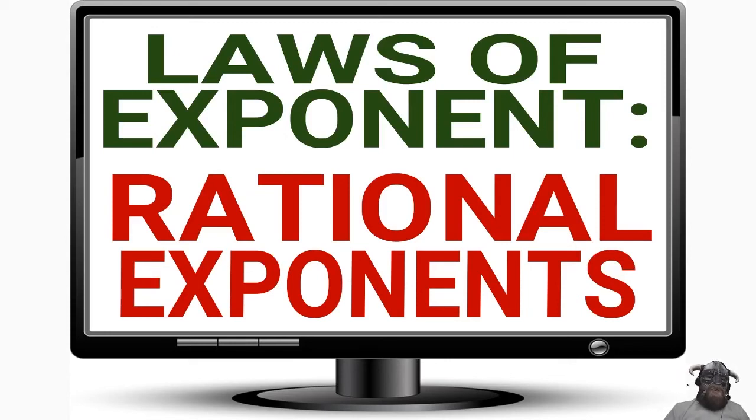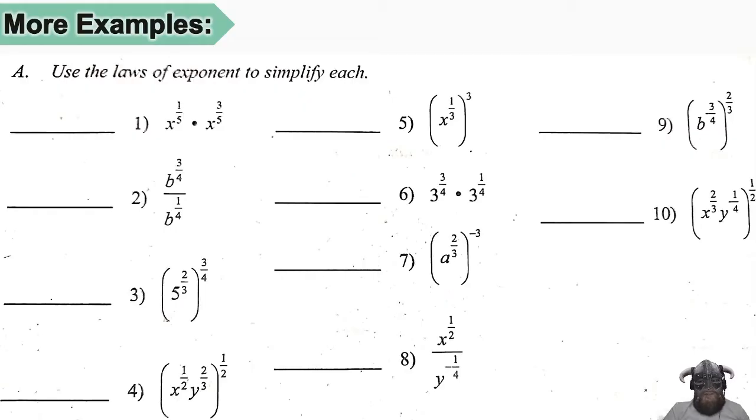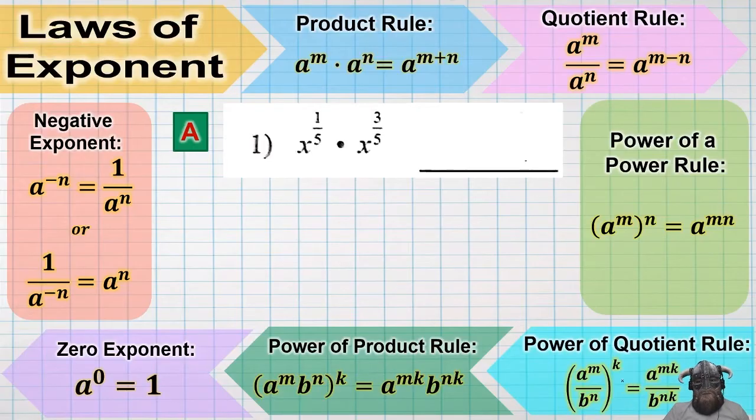For today, we'll discuss more examples on applying laws of exponent with rational exponent as we check your answers on the exercise yesterday. So to start, yesterday we have this letter A. We have 10 items to answer or to simplify using laws of exponent. So first we have x raised to 1 over 5 times x raised to 3 over 5.